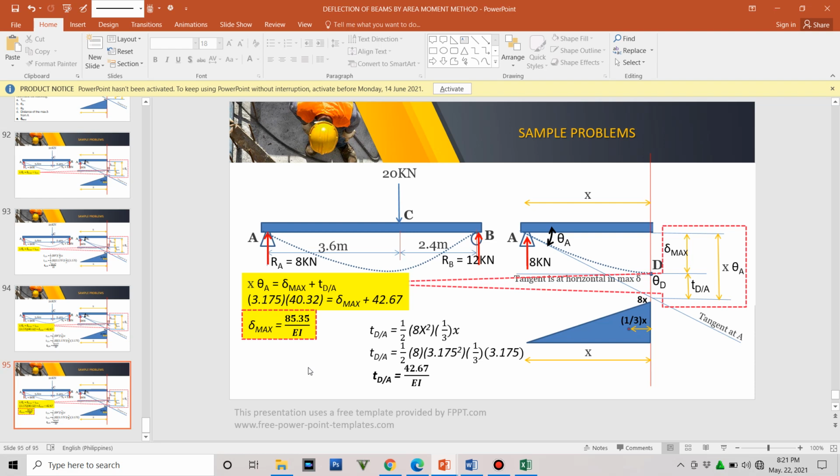So, I think this ends our lecture for today. So, it would be nice if you're going to have more practice on the principle. Anyway, pare-parehas lang naman yung process. Just stick to the concept and perfect or master your skills in establishing the moment diagram by parts as well as computation of area and distances of the centroid. So with this, you may now have your practice and have a good day.